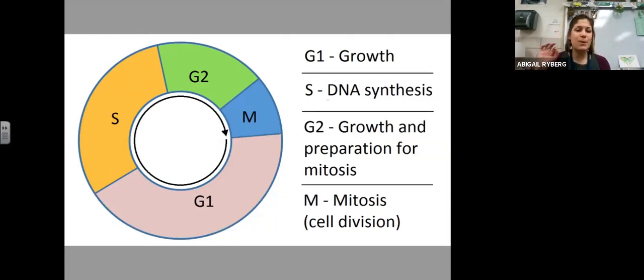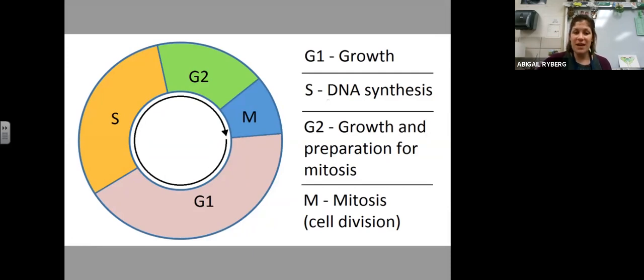Once the DNA has been appropriately replicated, there's lots of checkpoints along the way. There are lots of errors that happen, and we'll talk about that, but usually our cells catch the errors and actually kill the cell. Let's say everything is good to go. The cell gets a thumbs up that it's replicated the DNA properly. Then it's going to enter the G2 phase.